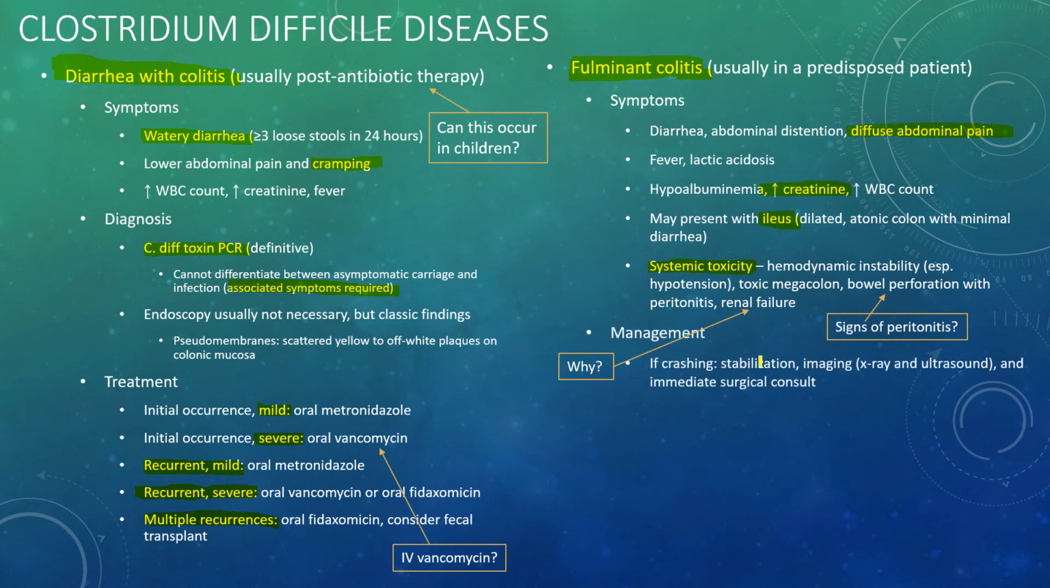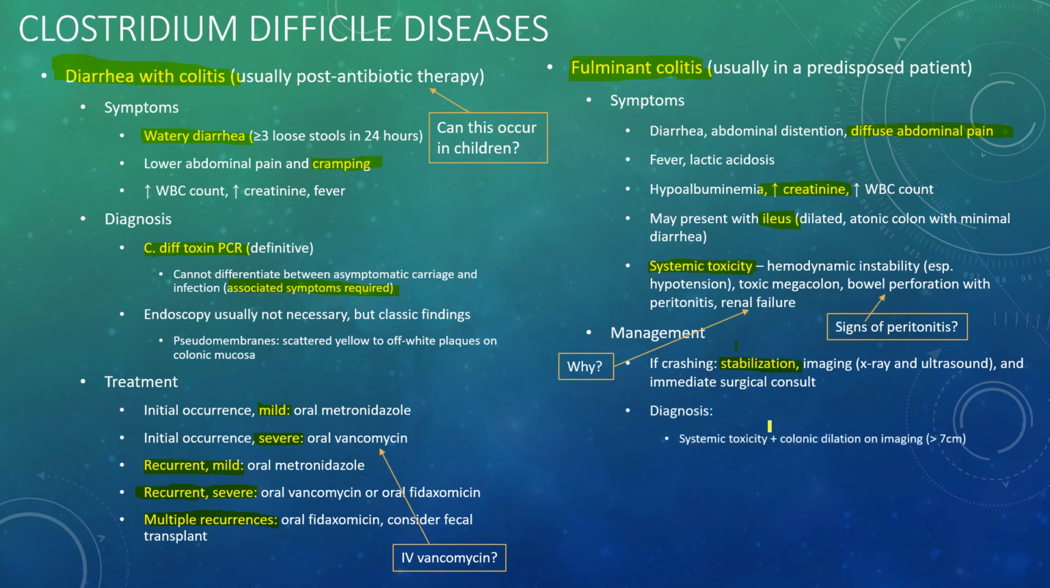How are you going to manage these patients with fulminant colitis? If they're crashing, like they're hypotensive and they're falling apart, you need to stabilize them first. Always stabilize them using the ABCs, airway, breathing, circulation. Then image them to find out exactly what's going on and get an immediate surgical consult. Imaging can help tell you if there's free air or how big the colon is dilated.